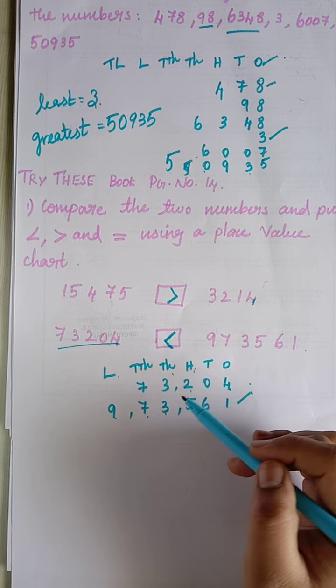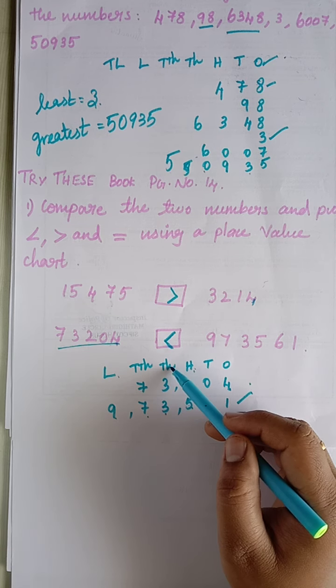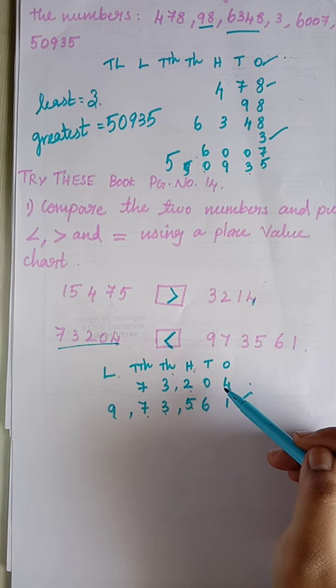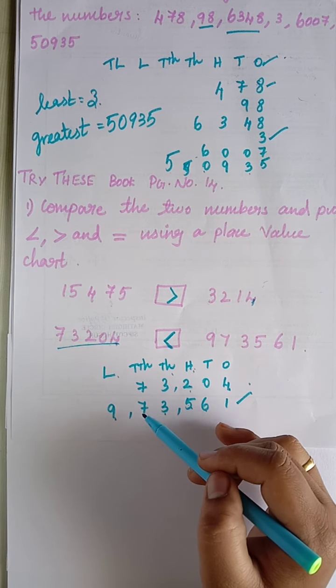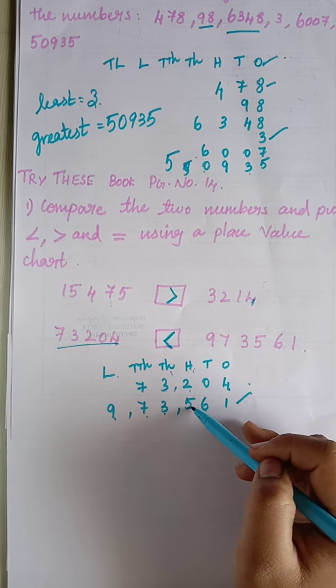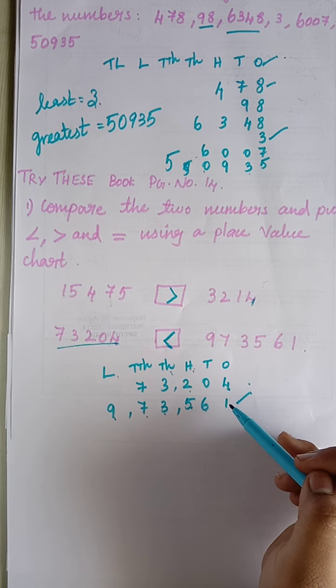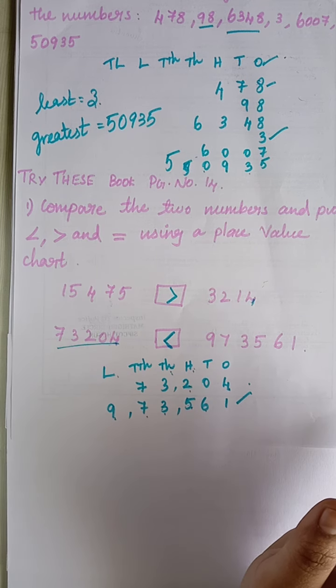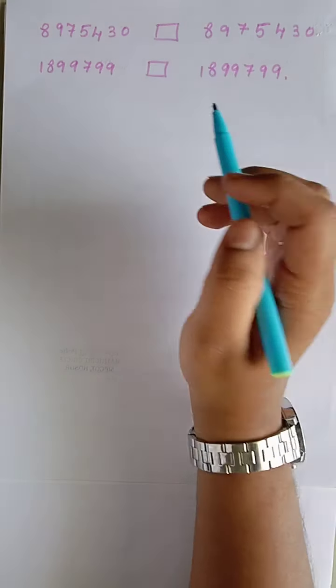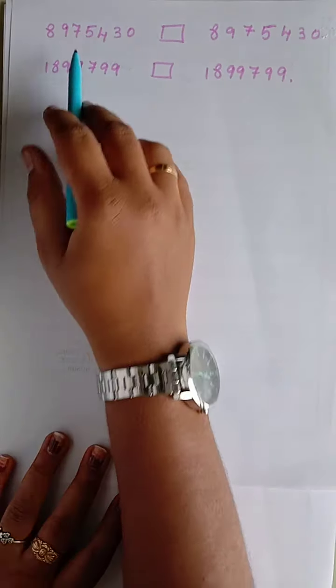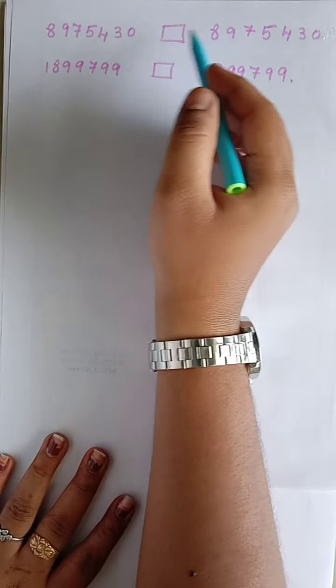Okay, now we can give the name, that is 73,204 is less than 9,73,561. Okay, can you understand how we have to do these types of sums? Okay, next the third sum, what they have given here.